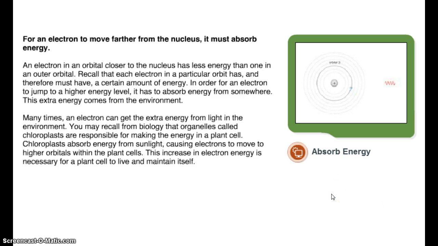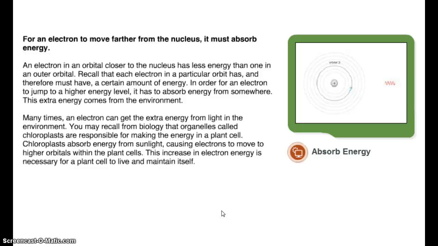For an electron to move farther from the nucleus, it must absorb energy. Well, that makes sense. If I need to have more energy to be out here, I have to take in some more energy to be able to jump out there. An electron in an orbital closer to the nucleus has less energy than one in the outer orbital.